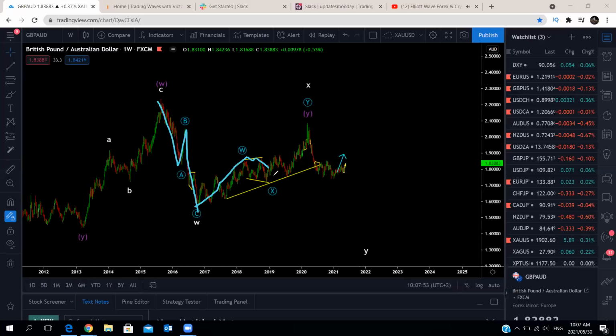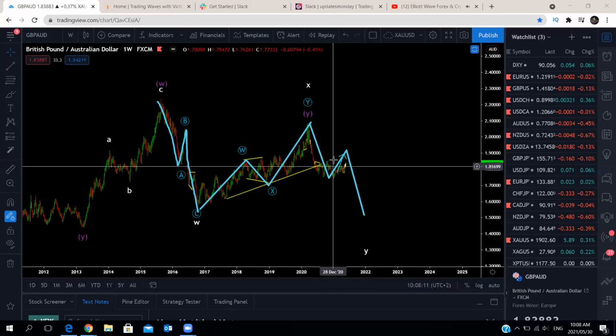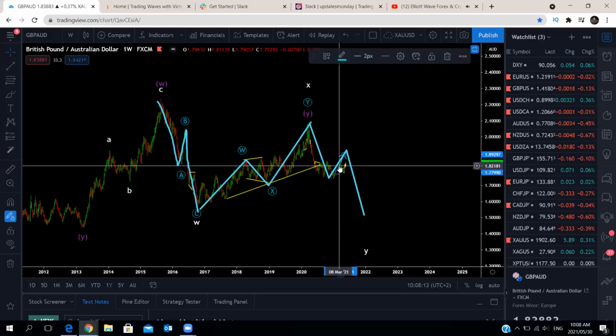So we saw this one coming up here. Let's make it a straight line. So this is the W, this is the X, and this is the Y. All right, now we have been looking for the past couple of days for these to do this and then come down like that. Let's just take this one off here.